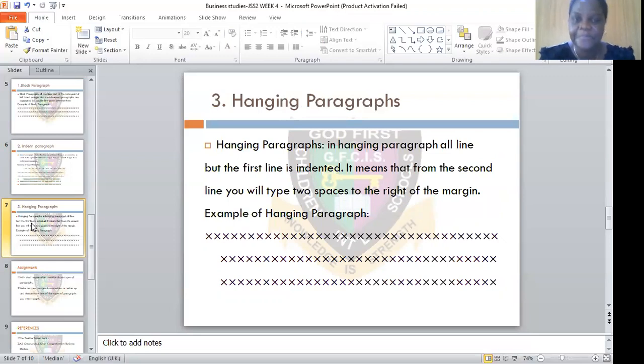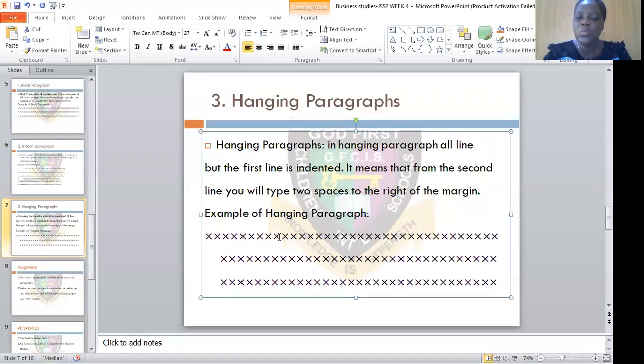Hanging paragraph. The first line will start from the left hand margin, without giving any space before. Then, when you are done with the first line and you click enter, it will take you to the beginning of the left margin. But because you know you are writing a hanging paragraph, you give 2 spaces, not lines now. You give 2 spaces to continue to type in your paragraph.